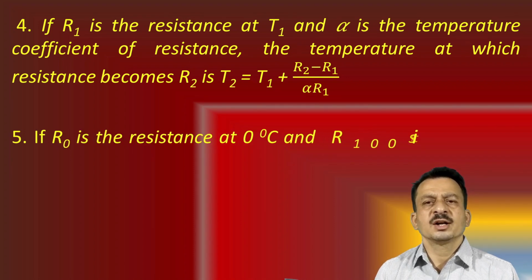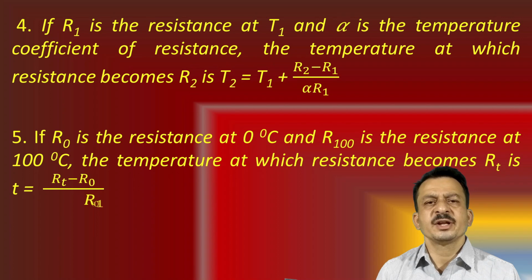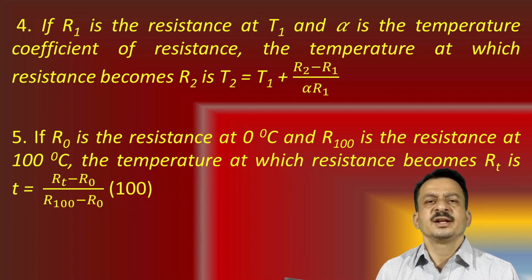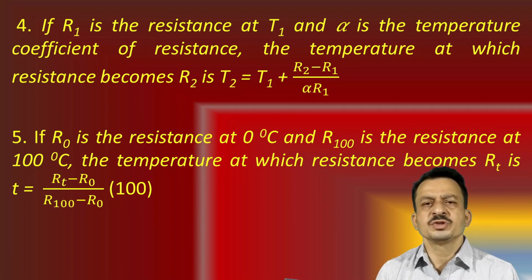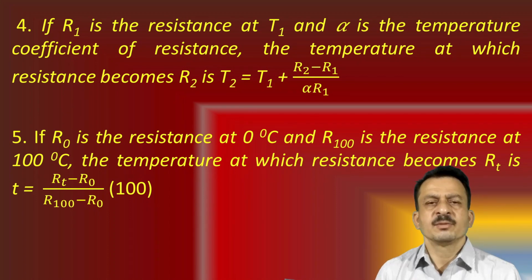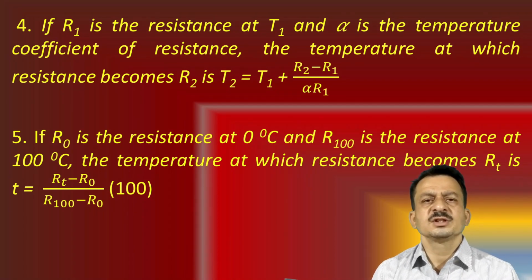Next, if R0 is the resistance at 0 degree Celsius and R100 is the resistance of a material at 100 degree Celsius, then the temperature at which the resistance of the material becomes RT can be calculated using this formula: T = (RT − R0) / (R100 − R0) × 100. Now these are 5 important points, so with these points we can solve some problems.